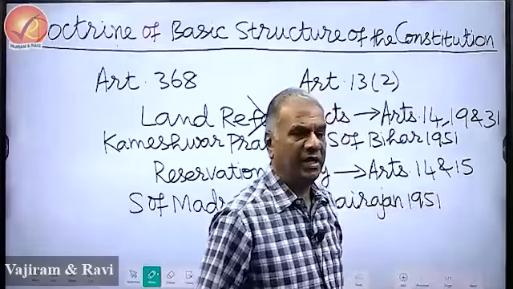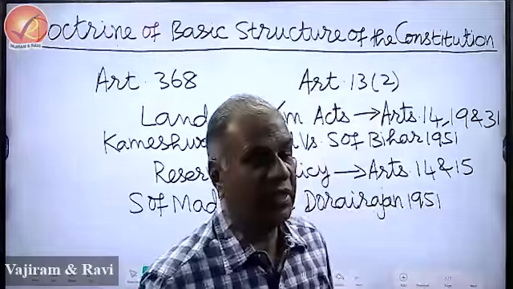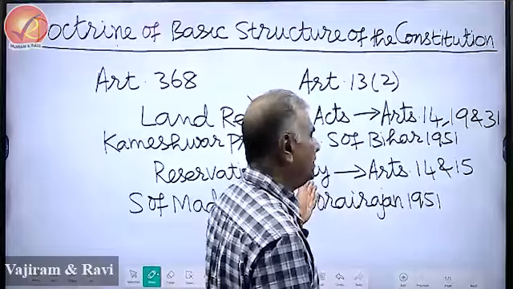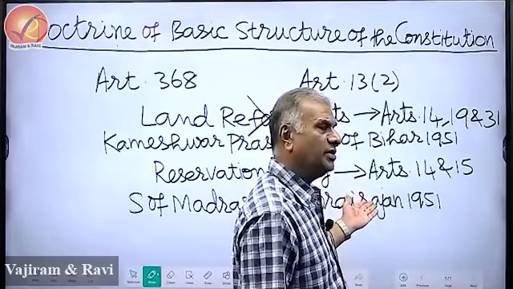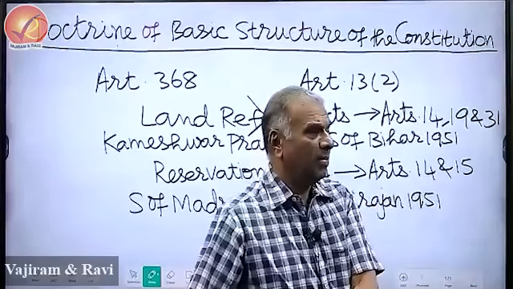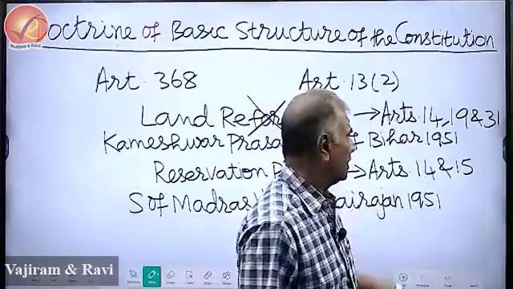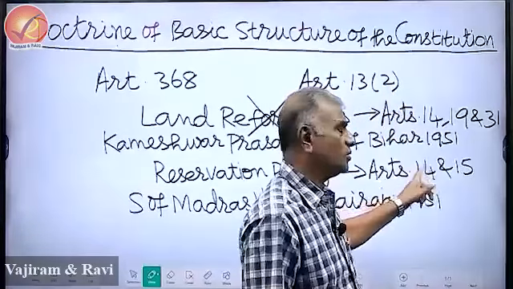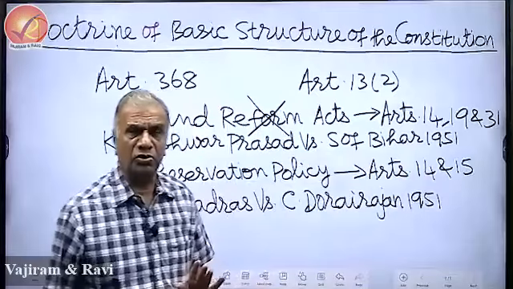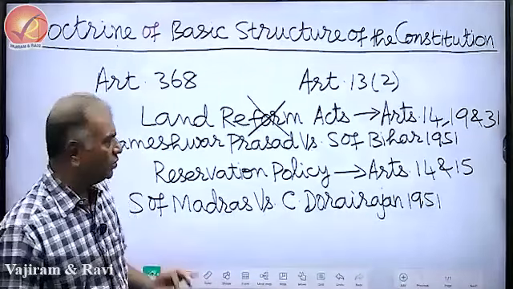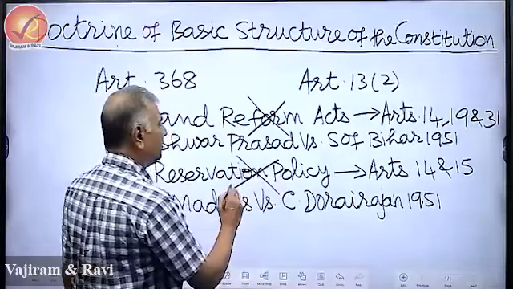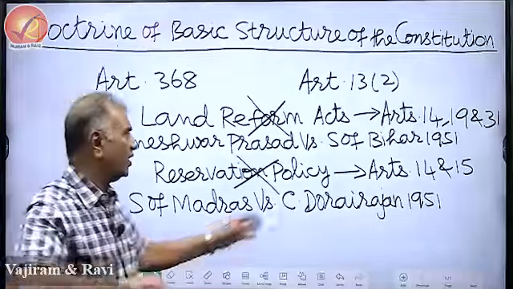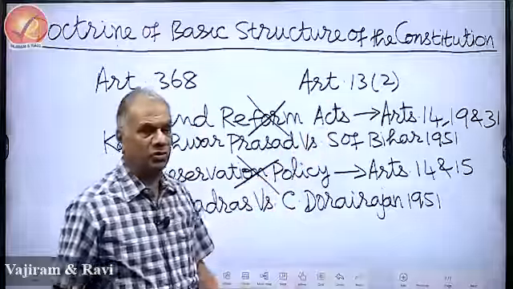Second, Article 15 says caste cannot be the only consideration on which discrimination can be made. And in the reservation policy, the discrimination was made in favor of the backward classes only on the basis of caste. Therefore, these two fundamental rights were violated, and as per Article 13 Clause 2, the reservation policy was unconstitutional and void. The Supreme Court in this case also held the reservation policy of the government of Madras as unconstitutional and void as per Article 13 Clause 2.